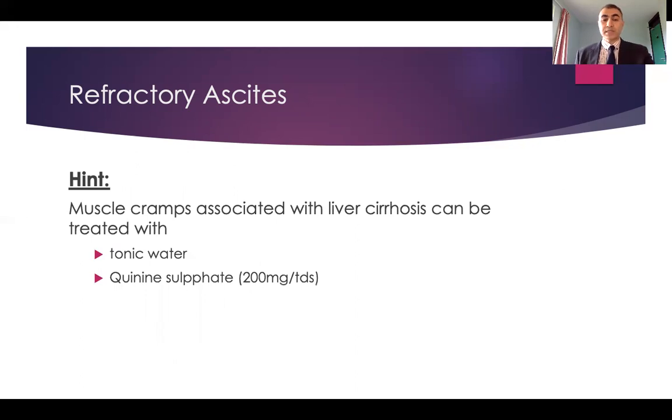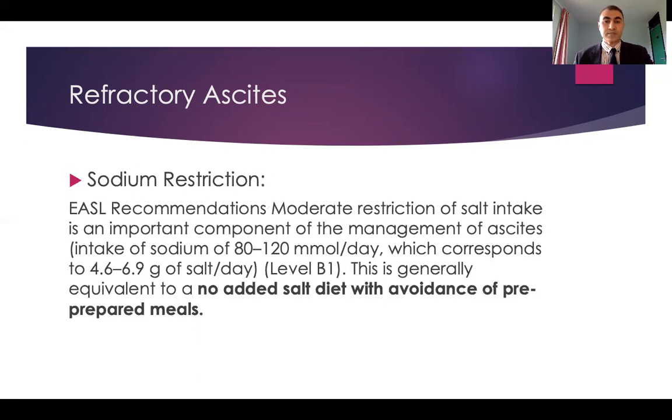For people who are getting muscle cramps associated with cirrhosis, it can be treated with tonic water. Patients can actually get that from supermarkets. If they still have the cramps, then you need to prescribe quinine sulfate 200 milligrams TDS. With sodium restriction, it is recommended to have a no-added-salt diet and to avoid pre-prepared meals.